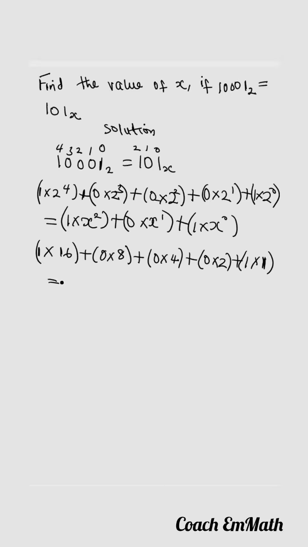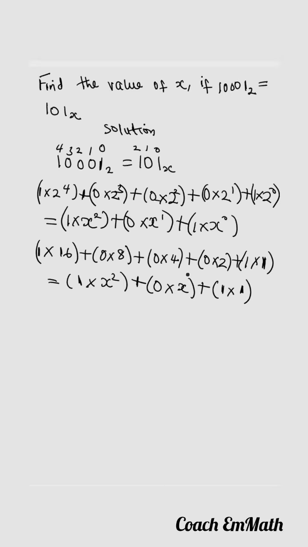So everything is equal to 1 times x to the power of 2, which is x squared, and then plus 0 times x to the power of 1, which is the same thing as x, and then plus 1 times x to the power of 0. Remember I said earlier, anything raised to the power of 0 is 1. So I'm having 1 at that particular point.